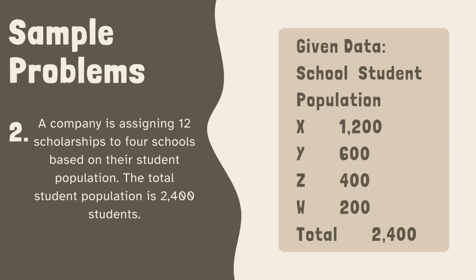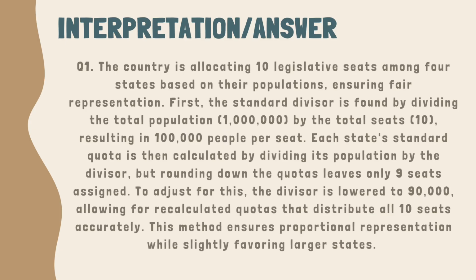Here comes another sample problem. A company is assigning 12 scholarships to 4 schools based on the student population. School X has 1,200 student population. School Y has 600 student population. School Z has 400 student population. School W has 200 student population. The total student population is 2,400 students.